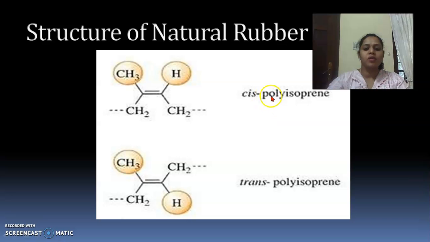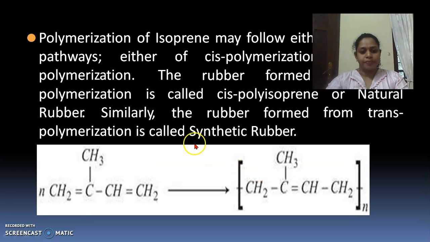So cis polyisoprene is the monomer of the natural rubber. So we know polymerization is a process in which the monomers join together to give a big molecule of very high molecular weight known as a polymer. So the polymerization of isoprene, it gives us what? It gives us the rubber.